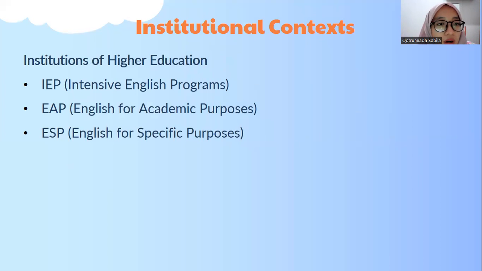And then for institutions of higher education, English language teaching programs also exist, of course, in four-year colleges and universities and postgraduate universities. The three broad types of curricula that are designed to fit varying students' goals are IEP, or intensive English programs, and also EAP, English for academic purposes, and also ESP, English for specific purposes.